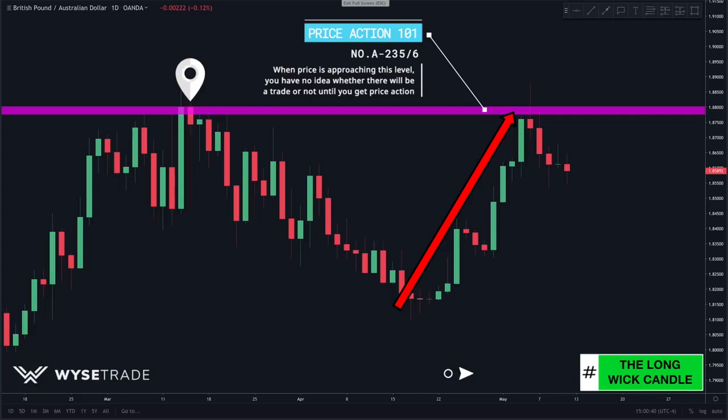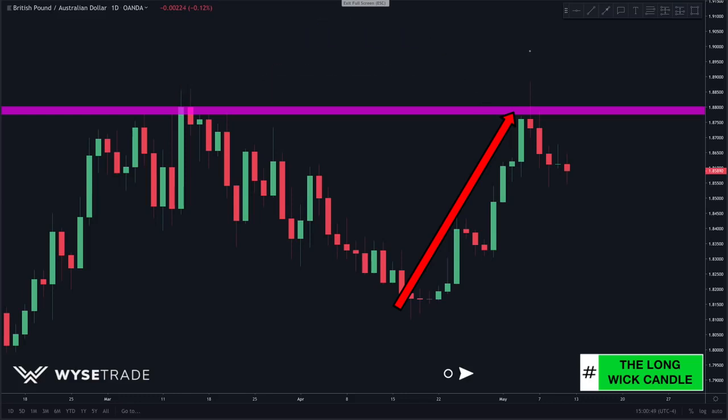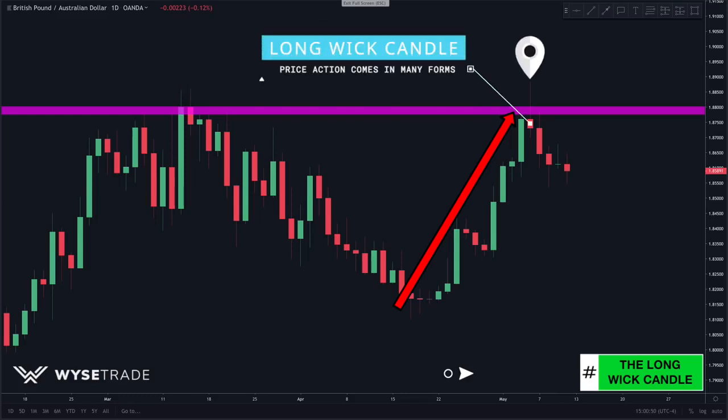What you do is you wait for price action to form at these key levels before deciding what to do. Price action comes in many forms, but in this case, what we got was this great long wick candle that rejects resistance, resulting in a bounce short.